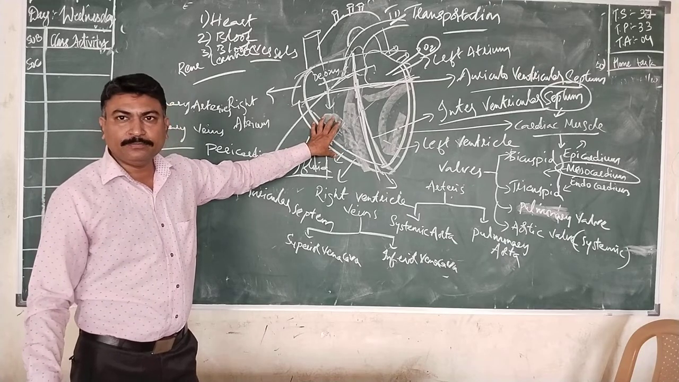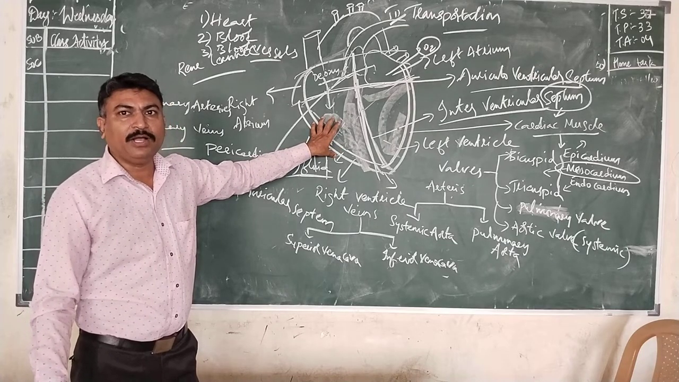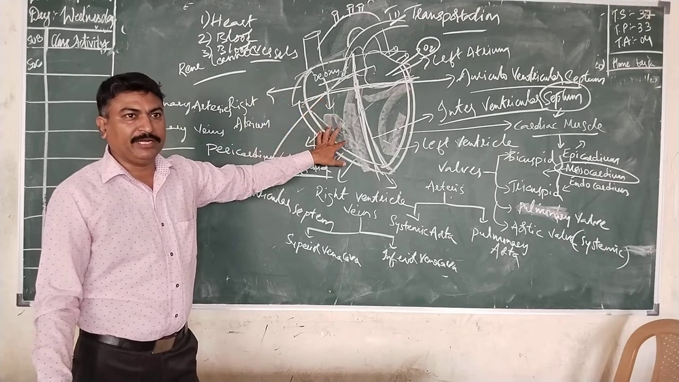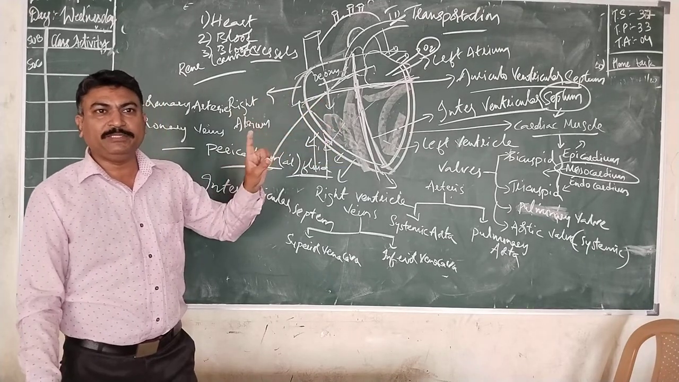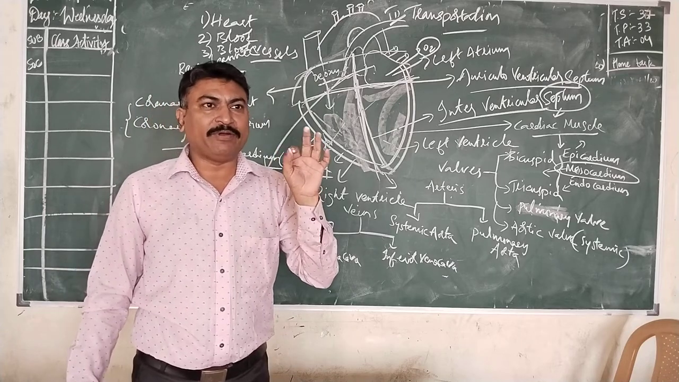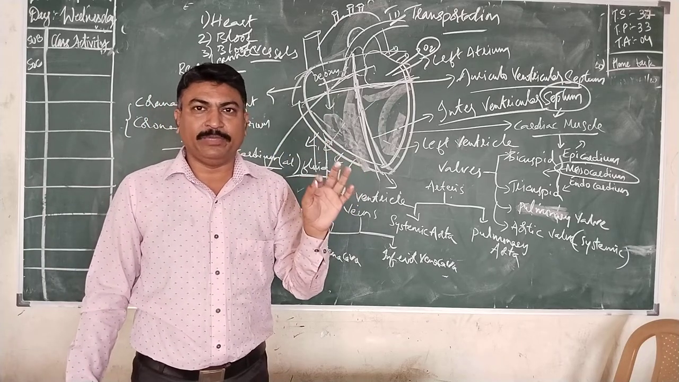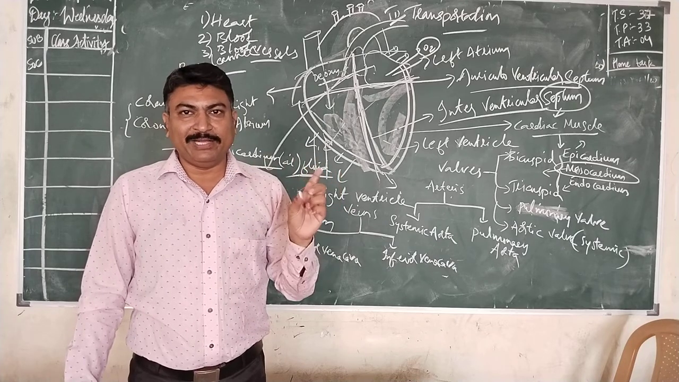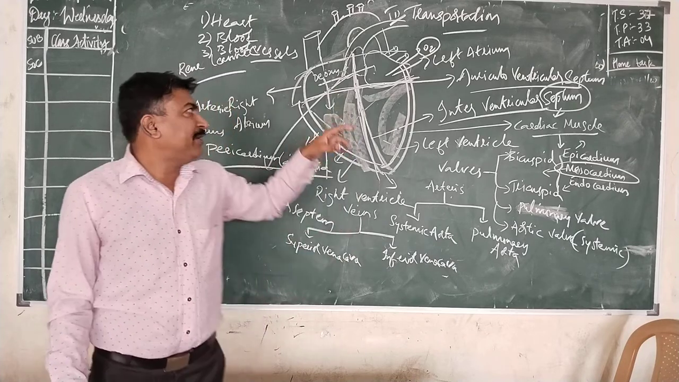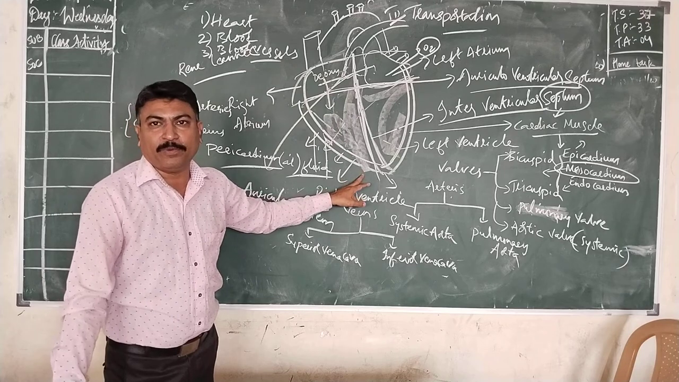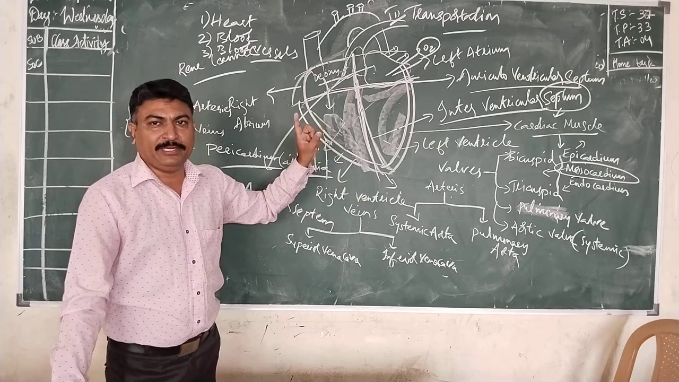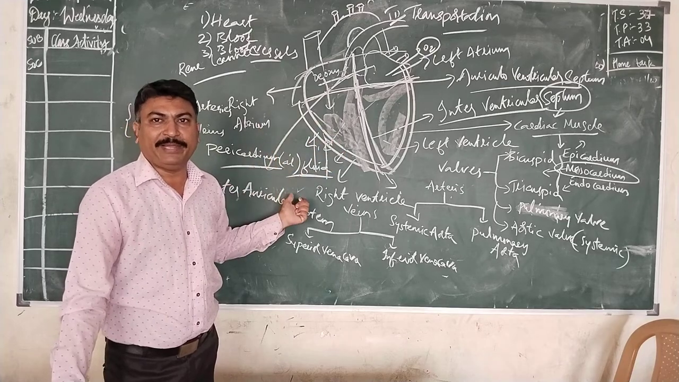Is it clear up to here? Yes. This is the internal structure of the heart. Now, external features and internal features. External features: you have to start from the shape. It's ear shaped, it is present in between the lungs, its apex is broad shaped and its bottom is pointed shape, and it is covered with a two-layer membrane called the pericardium.